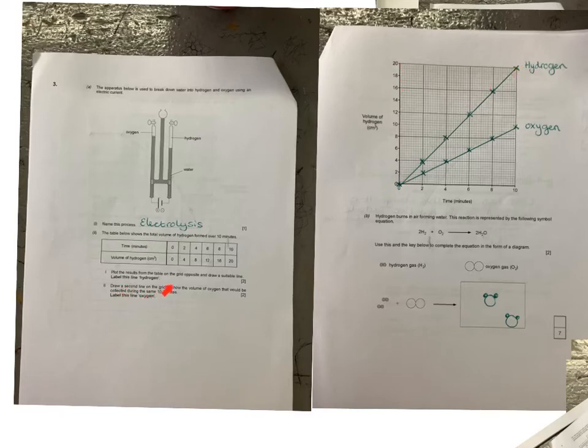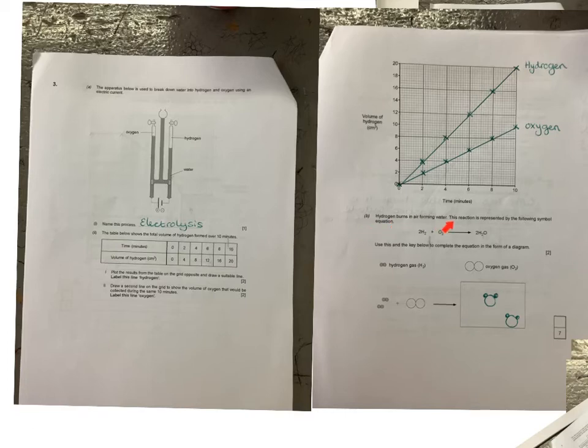Draw a second line on the grid to show the volume of oxygen that would be collected in the same time. Label this line oxygen. What I did then, because that ended at 20, I wanted to end at 10 because there'll be half as much, so there'll be less because you make 2 hydrogens for every 1 oxygen, looking at water there, so you have half a line.